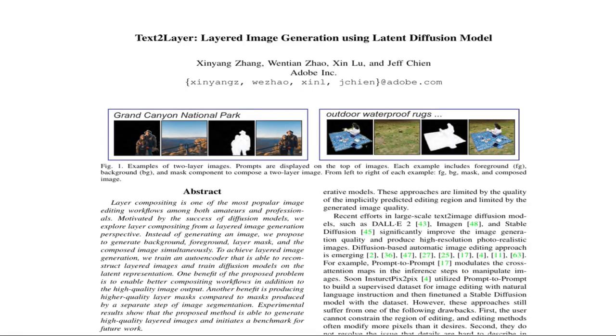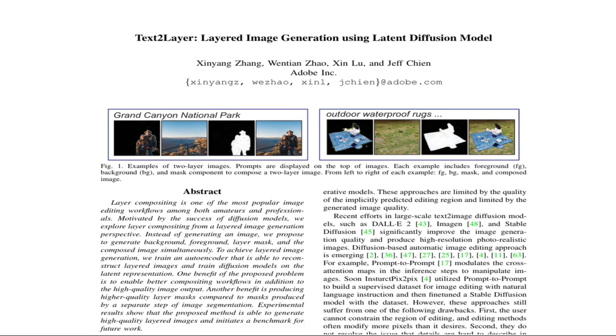Okay, next it is all about Text2Layer, that is layered image generation using latent diffusion model. In Text2Layer, the author presents a novel approach to layered image generation, a process that allows users to generate and manipulate images at different levels or layers, like background, foreground, and object layers.